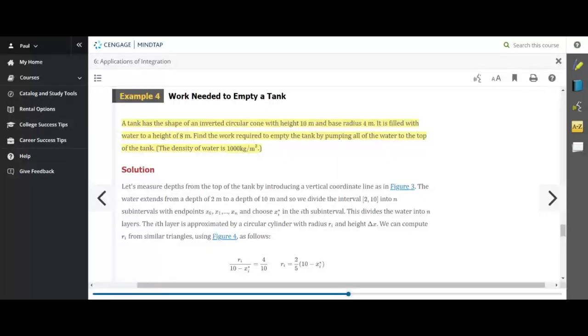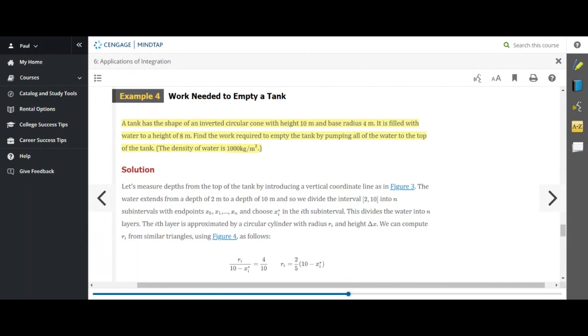Okay, so we are discussing more about section 6.6. We were looking at tank problems, and here's example 4 in section 6.6: work needed to empty a tank. So we did one problem already, and here's a problem from the book. Let's take a look at this problem.